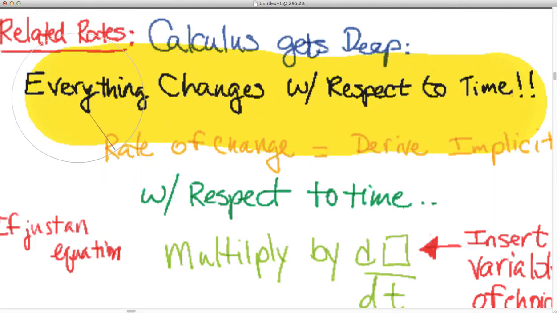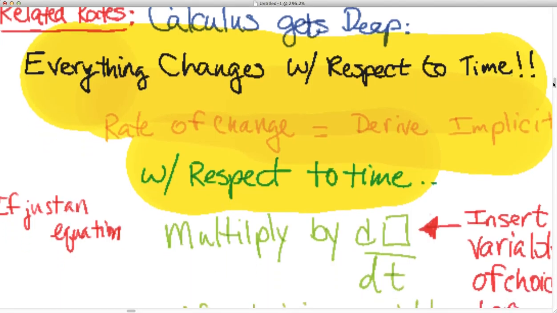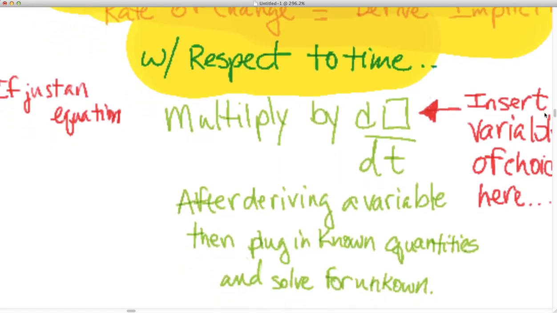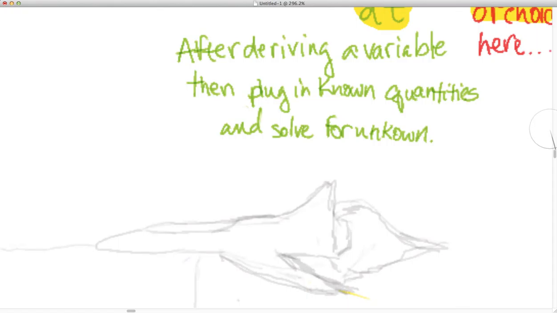What does that have to do with calculus, you might ask? Well, what is a rate of change but a derivative? And what do we derive? Well, we derive with respect to time. So if you think about this as a problem of implicit derivatives, the hardest part then just becomes setting up the equation. Once you set up the equation and you derive by whatever variable you derive, multiply by d whatever dt, where you can insert your variable of choice right here in the box, okay? And that would be deriving it implicitly with respect to time.